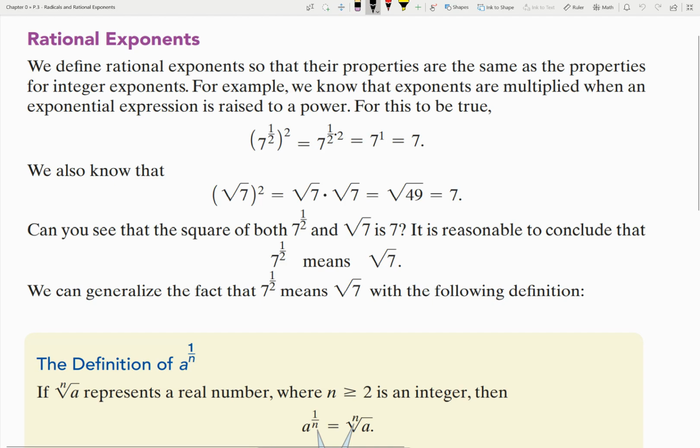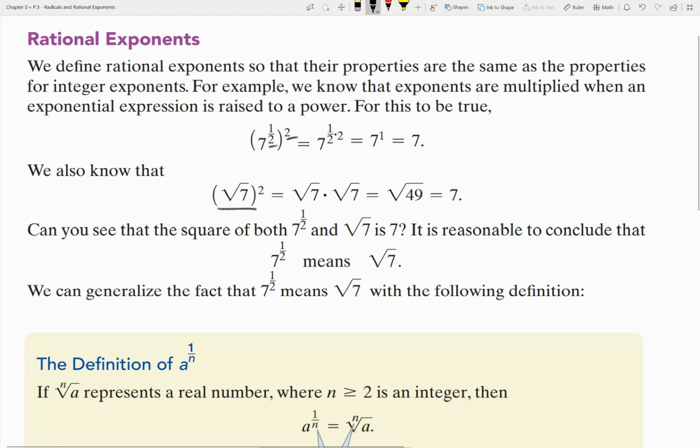Next is this idea of a way to write radicals using exponents, okay? So we defined rational exponents so that their properties are the same as the properties for integer exponents. So we know that when an exponential expression is raised to a power, we multiply the exponents. If we have 7 to the 1/2 power squared, we would just get 7. That's true for the square root of 7 as well.